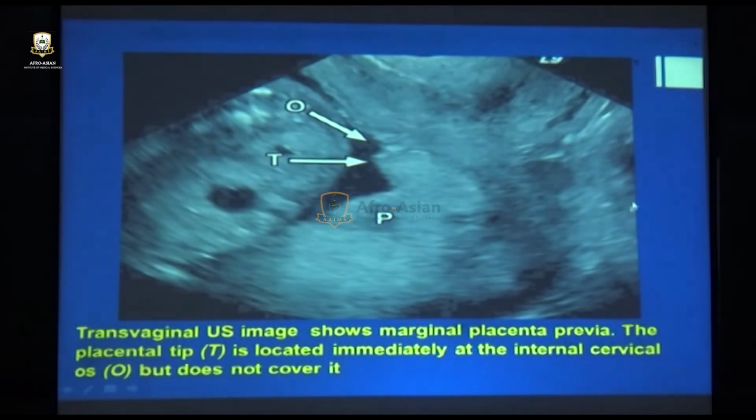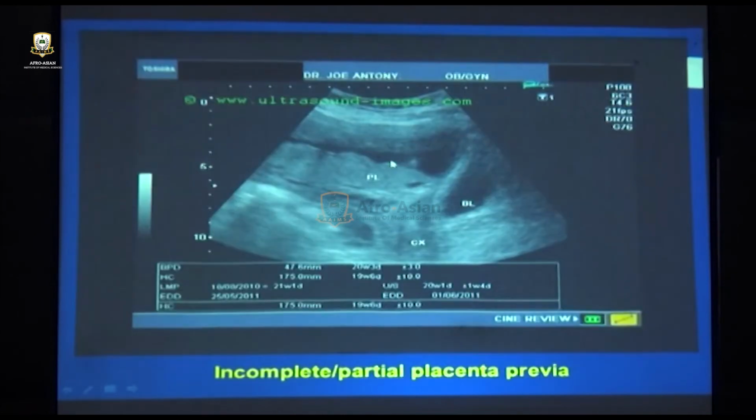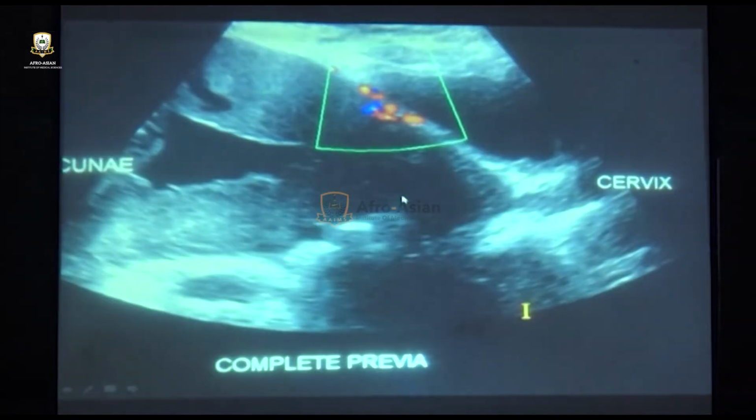One of the images, just reaching the internal os, placenta is marginal. Here, this is cervix, this is the lower edge of placenta, is covering the os, this is incomplete or partial previa. And this one, day before yesterday, I just scanned, is complete. Some of the part is up on the anterior wall, and some of the part is low on the posterior wall.